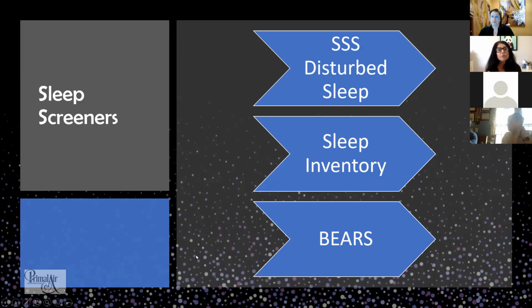Shirley's going to give you, I think she already sent you, a sleep screener that you can print out and use in your operatory or add to your health history if you would like. There are many, many different kinds. There's the PSQ, sleep inventory, the BEARS. I like the disturbed sleep one that I sent you because it has those gray areas. And when the child gets a yes in any of those gray areas, those are intended to stimulate a referral to an ENT.